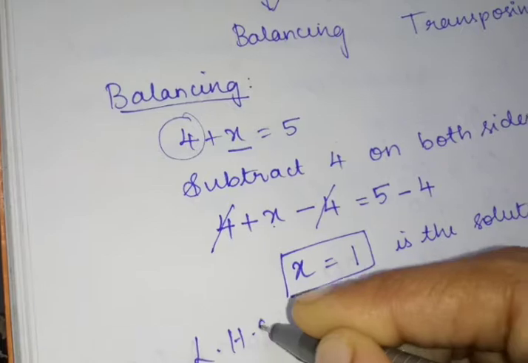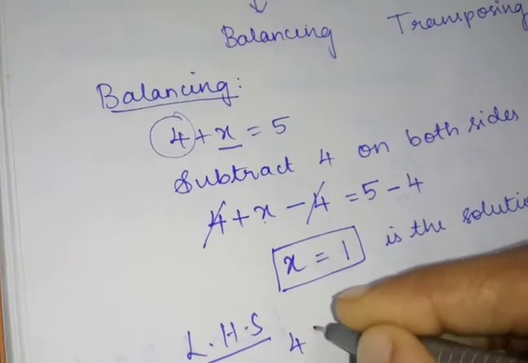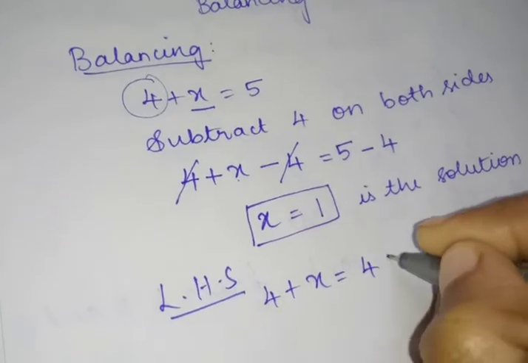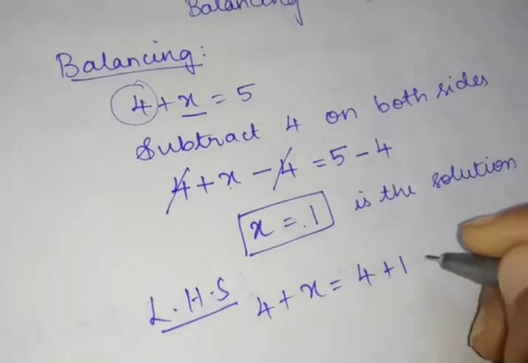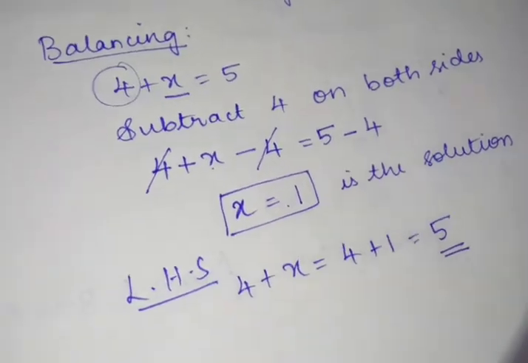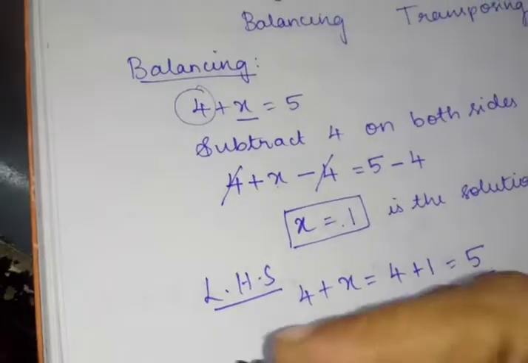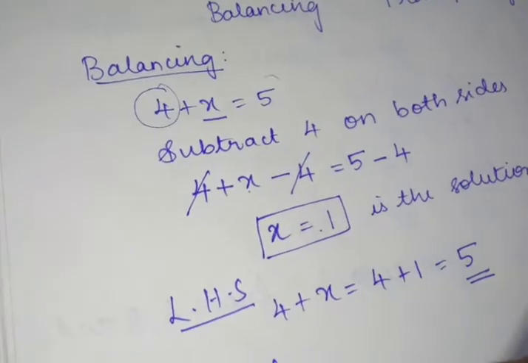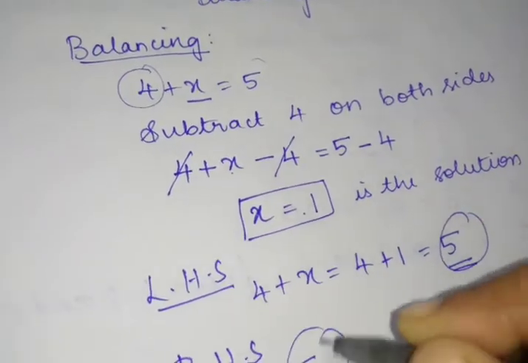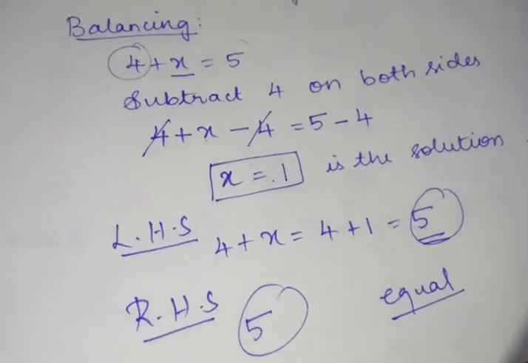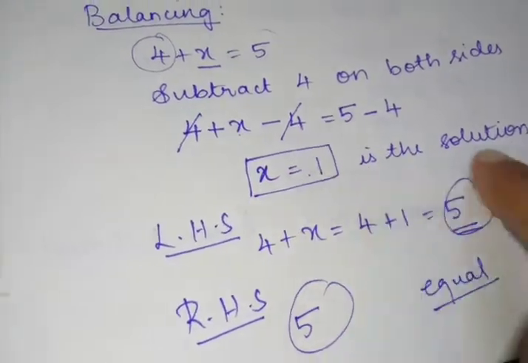So what is the LHS? 4 plus x, right? 4 plus what is the x value we got? 1. 4 plus 1, 5. LHS value is now 5. Next, what is the RHS? 5. So both LHS and RHS are equal. Therefore, x is equal to 1 is the solution.